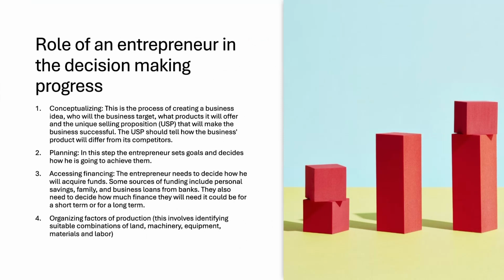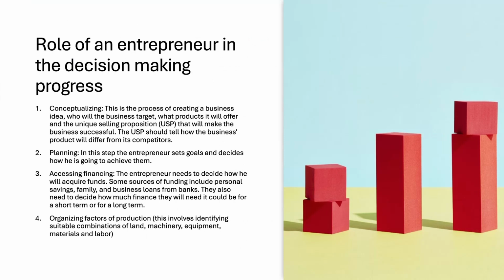Conceptualizing. So this is a process of creating a business idea, as we previously said. But it also includes deciding who we are targeting with our business, what products we will offer, and the unique selling proposition that will make the business successful. All right, so that is also included in conceptualizing. Planning is also a part of decision making, and in this step, the entrepreneur sets goals and decides how he or she is going to achieve them.